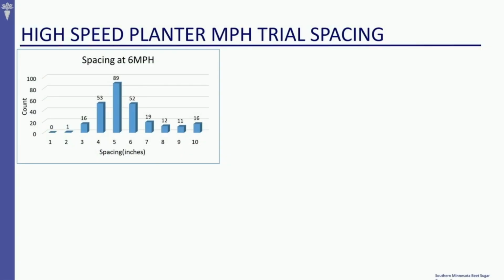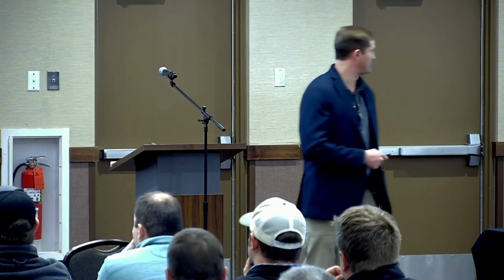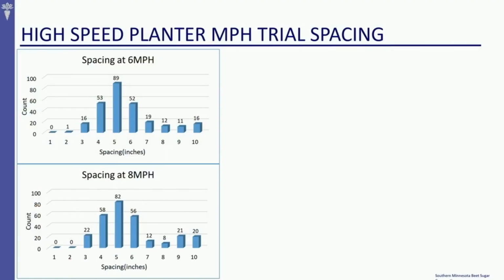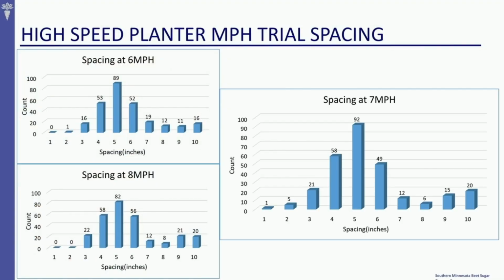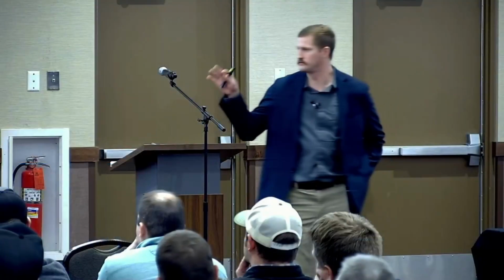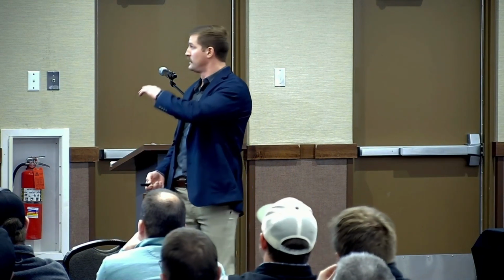I'm not going to go through all 3 of those trials just to save time, but for that high-speed trial spacing, this is what the distribution looked like at 6 miles an hour, 8 miles an hour, and then at 7 miles an hour, we were able to get a little bit tighter group. I wanted to create a histogram like this so I could compare it to what I see on a 20/20 monitor and maybe in one of your planter tractors. This may not be highly significant, but if I'm able to get a little tighter tolerance, a little more consistency at 5 inches, maybe 7 miles an hour is the right speed to dial in that planter at.